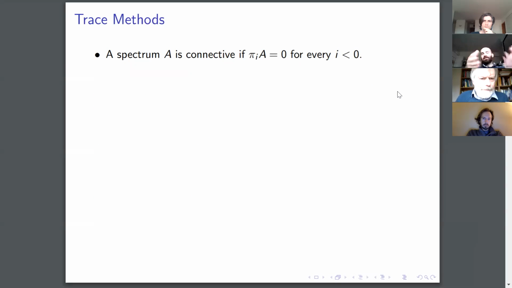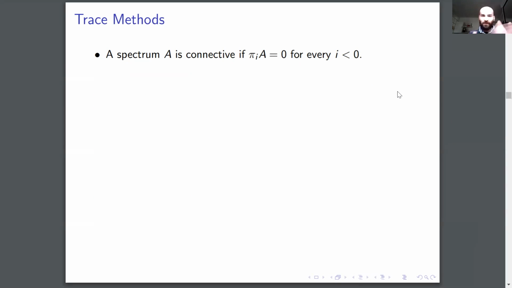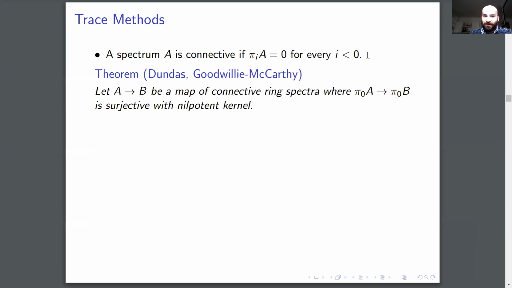Okay, so I was going to talk about trace methods. A spectrum is said to be connective if all its negative homotopy groups are trivial. This is the setting that we will be in for the rest of my talk, and this is the setting where you can apply trace methods.